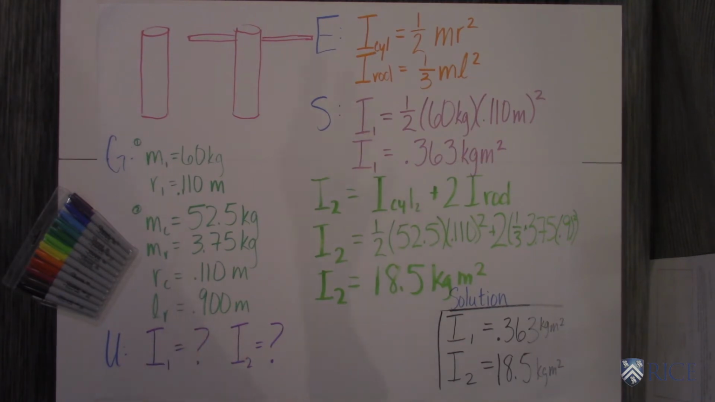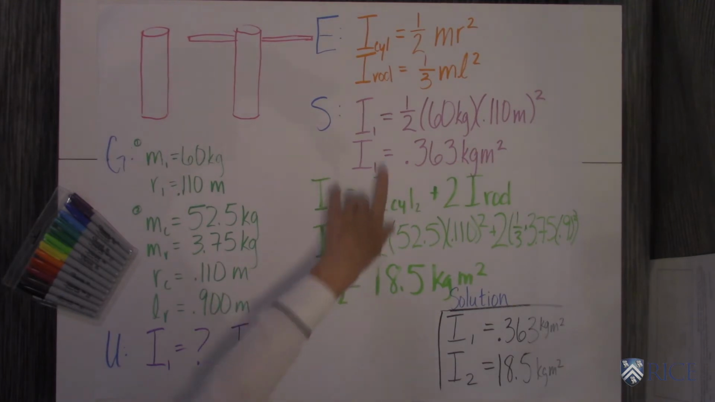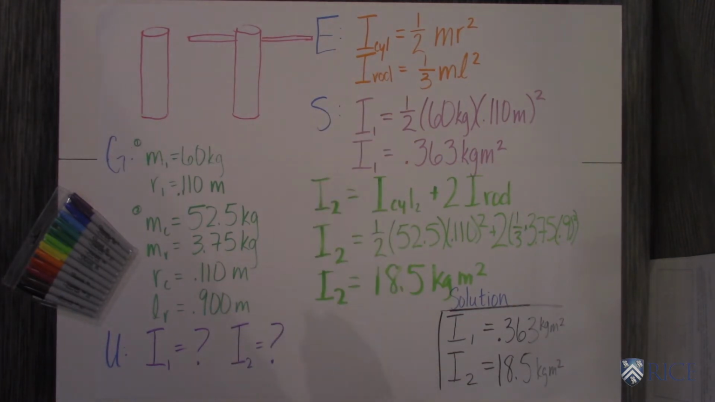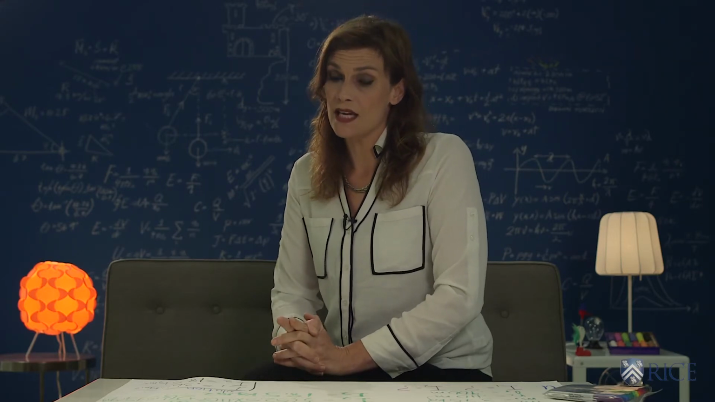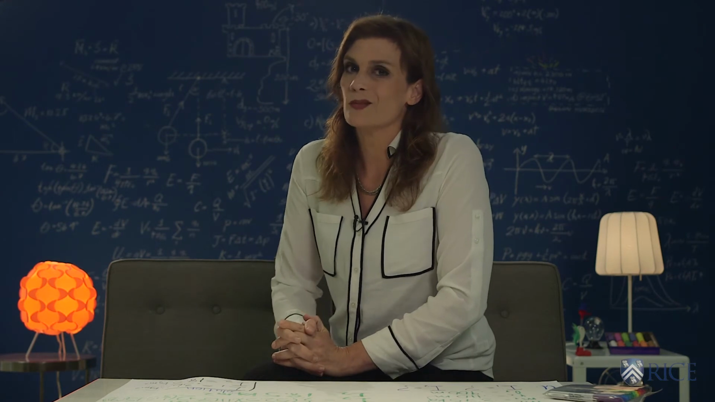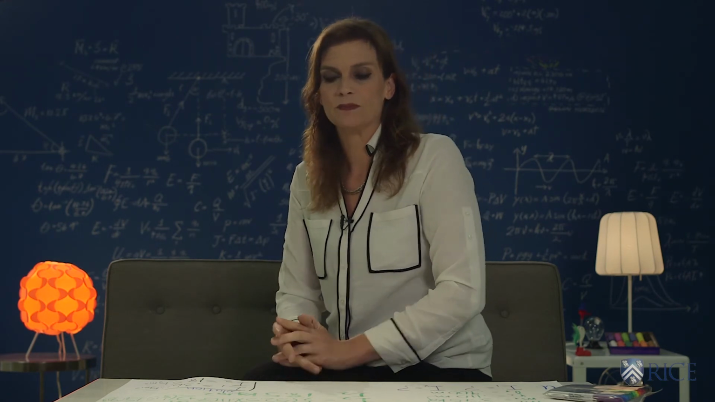So let's actually do the math and figure out what the difference in the moment of inertia is. We're looking for the moment of inertia before he extends his arms, that's our I1, and we're looking for the moment of inertia after he extends his arms, which is I2. So we know that the moment of inertia for a cylinder is 1/2 mr squared, and the moment of inertia for a rod spinning about the end is 1/3 ml squared. We are making some approximations here, but that's kind of how we do it in physics, right?